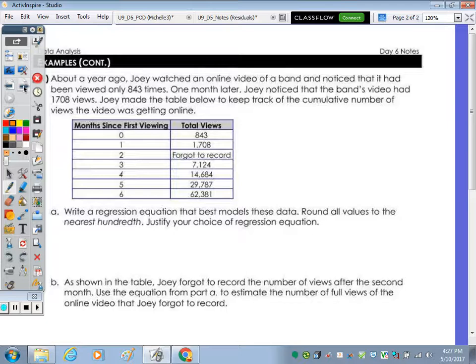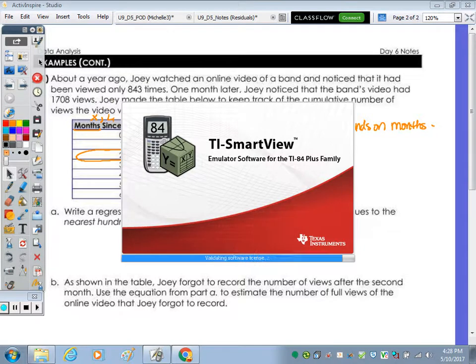So in this table, the total number of views all depends on the number of months. So our months is going to be our X or list one, and our total number of views is going to be our Y or list two. In the table, you see that Joey forgot to record the total viewings for that second month. So we're not going to put that into the calculator. So let's take a minute, open up the graphing calculator, and put in your list. And we're not going to put in the x value of 2.